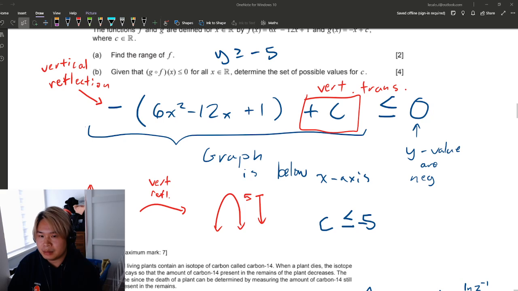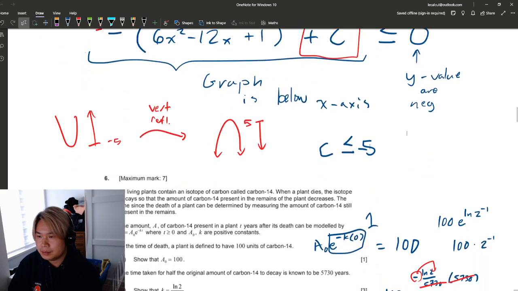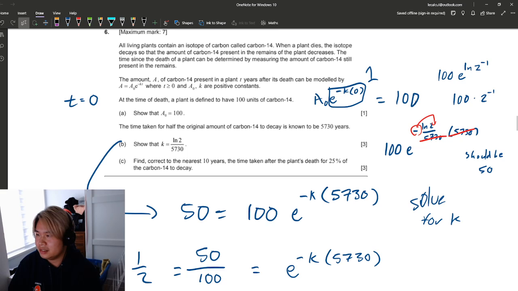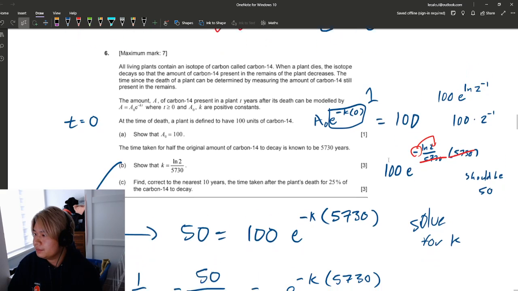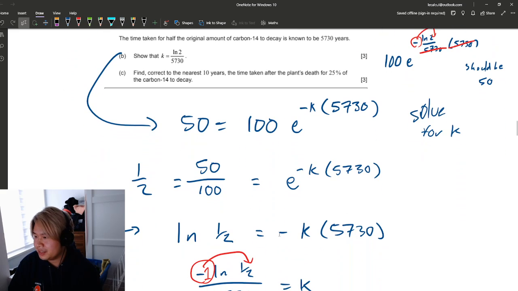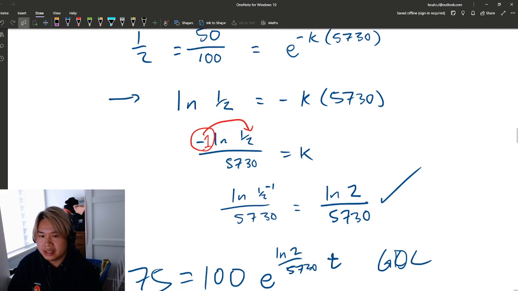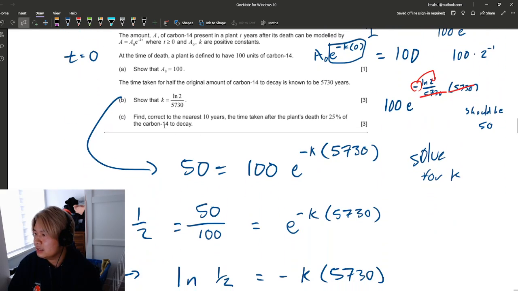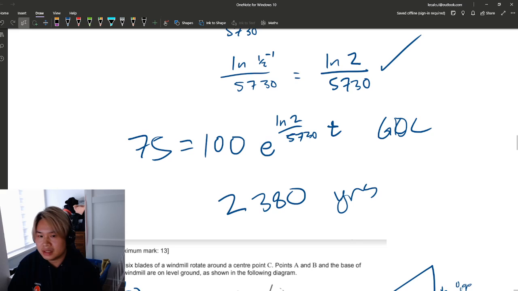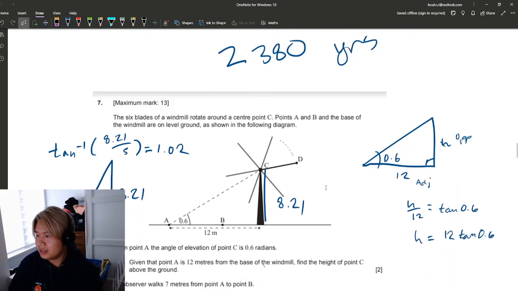Composition. This is correct. This was showing this was 100. I think we showed that somewhere. Okay. Show that K is this. We also showed that, so then that's fine. And then lastly, 25% carbon decay, right? So 2,380 years. Okay, that's done.